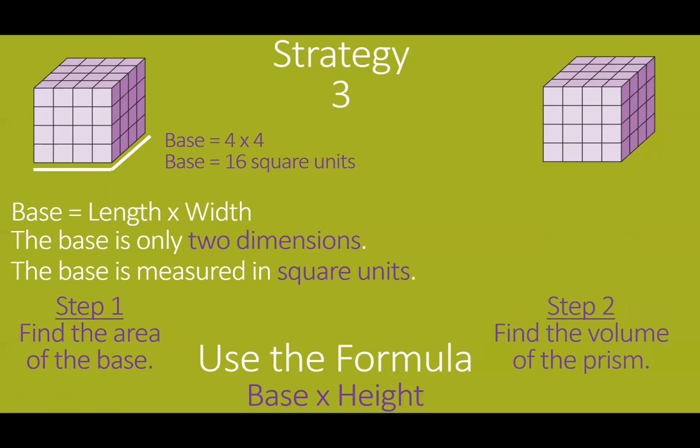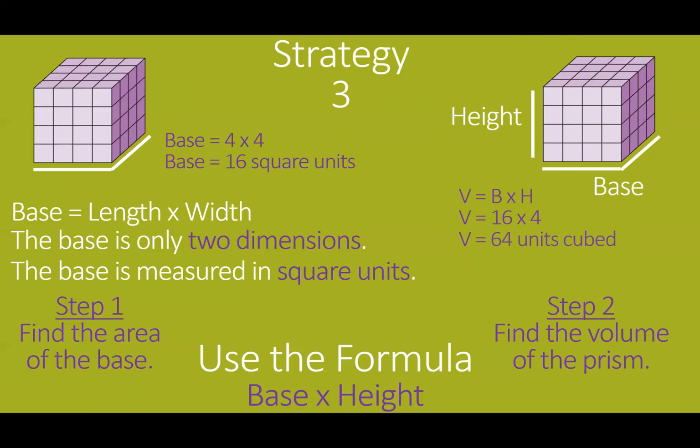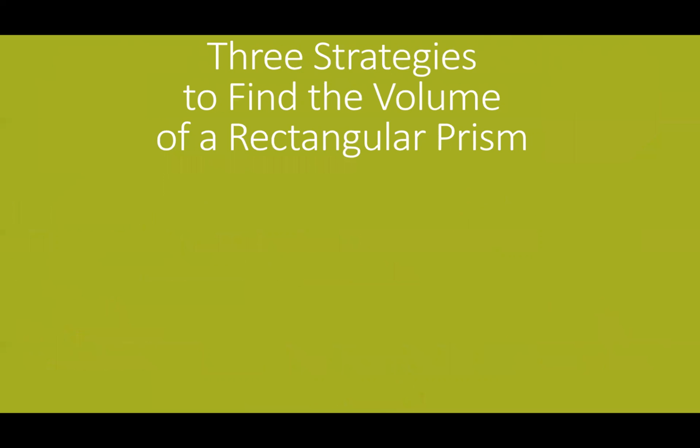But now step 2 is to find the volume of the prism. We found the base, and now we just need to multiply the base times the height. So volume equals base times height. If you remember, that base was 16 square units, and we're going to multiply it by the height. So it's 16 times 4 because the height is 4 units tall. And there you go. Our volume is 64 units cubed. Making sure it's units cubed.